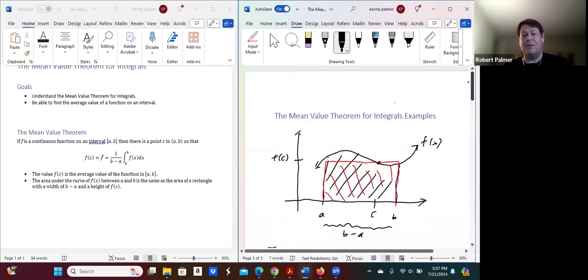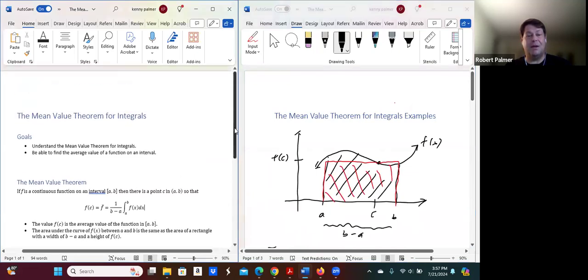All right, so that's the idea of the mean value theorem. That's what it does. So it helps us to find the average value.